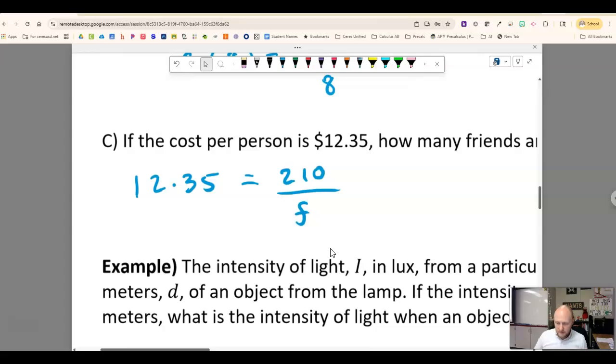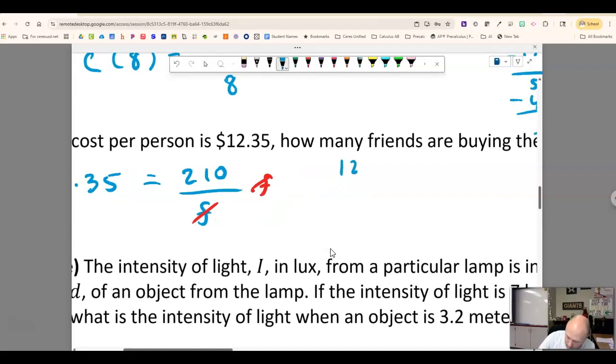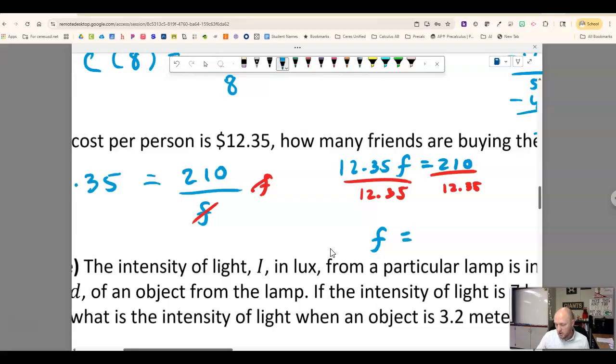So how I go ahead and solve this is I'm going to multiply both sides by F. These cancel. And then we have 12.35F is equal to 210. So then we divide now by 12.35. Divide by 12.35. And that will tell you how many friends are going in on this one.